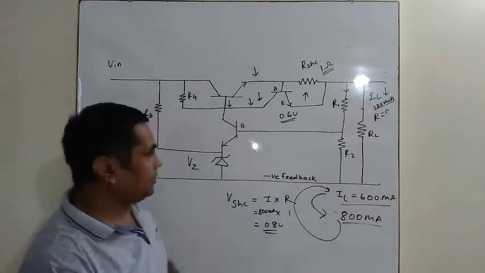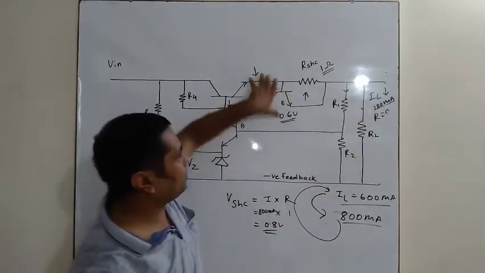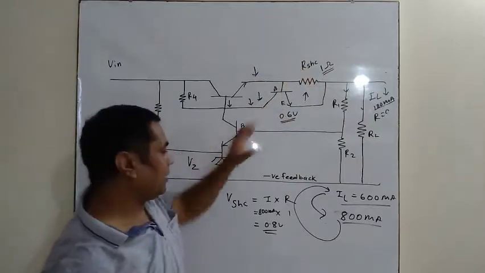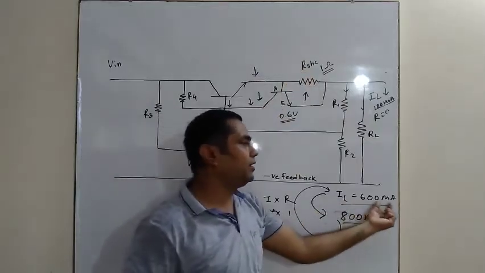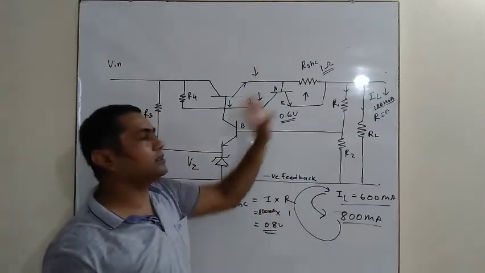So if you change the load, the current fluctuation will be compensated by this circuit, and the current will always be limited to 600 milliampere. So in this way, current limiting is achieved using this resistor.